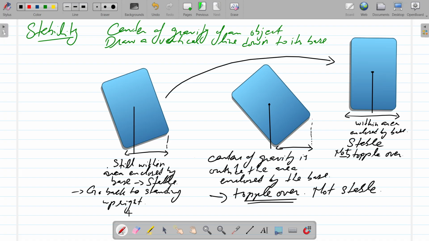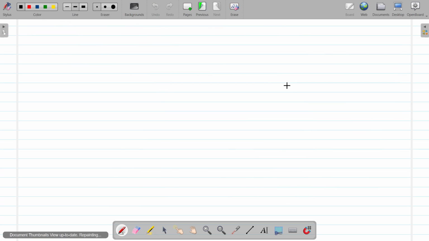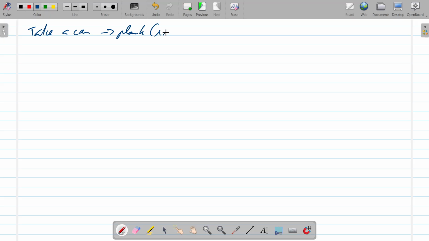Alright. Now, how do you increase the stability of an object? You want an object to be stable. How do you achieve that? Well, there are two things. And they detail an experiment where you're taking a can. You take a can and you put it on a plank, a rough plank, to avoid it slipping, and then you tilt the plank until the can topples over. And you note the angle at which it toppled over.